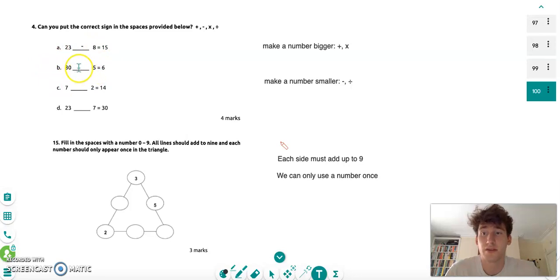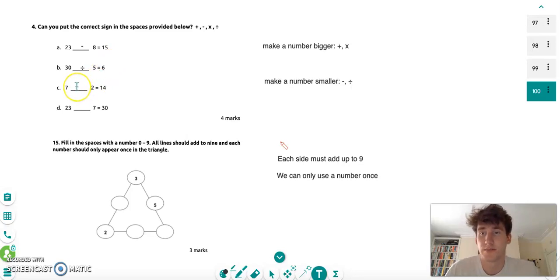So now let's look at B. 30 space 5 equals 6. Now I'd like to ask you, what do you think? Are we making the number bigger or are we making the number smaller? Well, if you answered that we are making the number smaller, then you are correct, because 6 is clearly less than 30. As we've already used the subtraction sign, we can put the division sign here. But let's just check to be 100% certain. 30 divided by 5 does equal 6, and this is what the statement says. So placing the division sign there is correct.